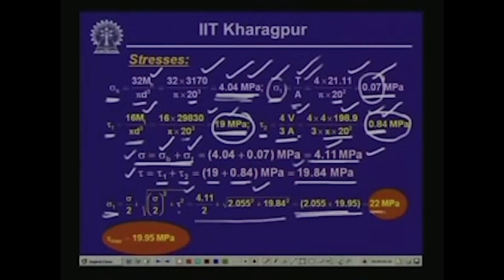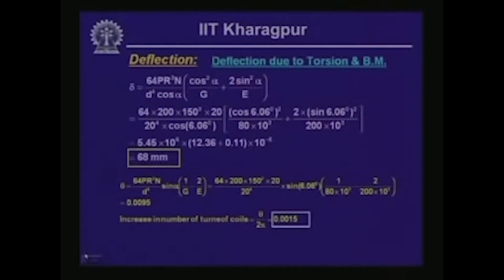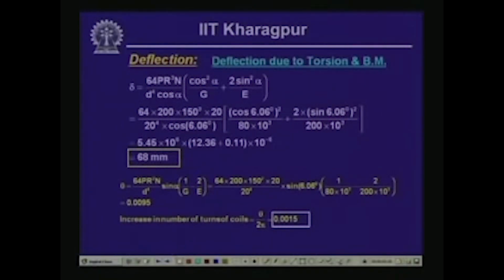So, this is the expression for evaluating the normal stress, and if we compute, the value of the normal stress comes as 22 megapascal. And the maximum shearing stress is given by this particular expression, which is root of sigma by 2 square plus tau square, which is 2.055 square plus 19.84 square, and this gives us a value of 19.95 megapascal. So, this is the maximum normal stress, and this is the maximum shear stress that the spring will be subjected to. Now, let us look into the value of the deflection that the spring will be subjected to because of the action of this load which is acting on the spring.